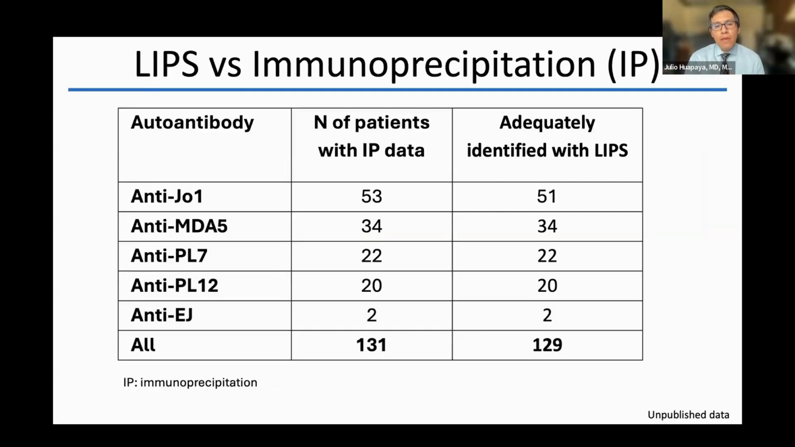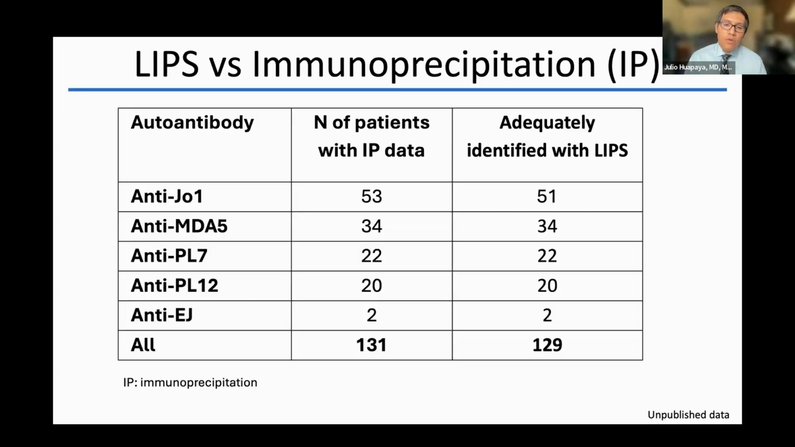And we recently compared in 131 patients with these antibodies who also had immunoprecipitation. And you remember immunoprecipitation, it's what we consider the gold standard. And while it's the gold standard, unfortunately, it's very expensive and it takes a long time. It takes like 3 months sometimes. And you can see that LIPS adequately identified 129, so 98, 99% of these patients.